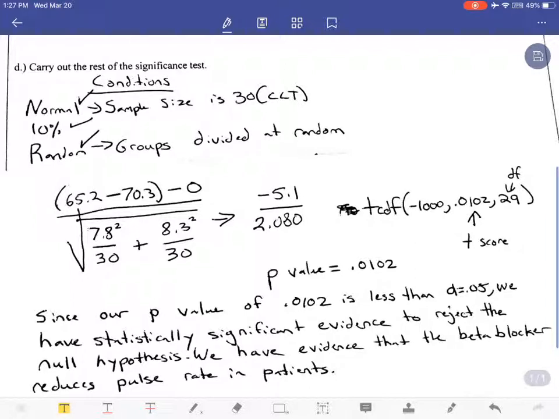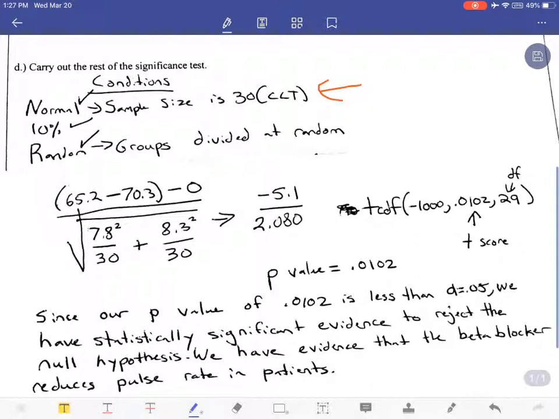So, our conditions. Remember, the normal condition for a mean is if your sample size is 30 or more, then it's going to be approximately normally distributed due to the central limit theorem. Right here, central limit theorem. And since both our sample sizes are 30, then we know that both samples are approximately normally distributed. So that one checks out.